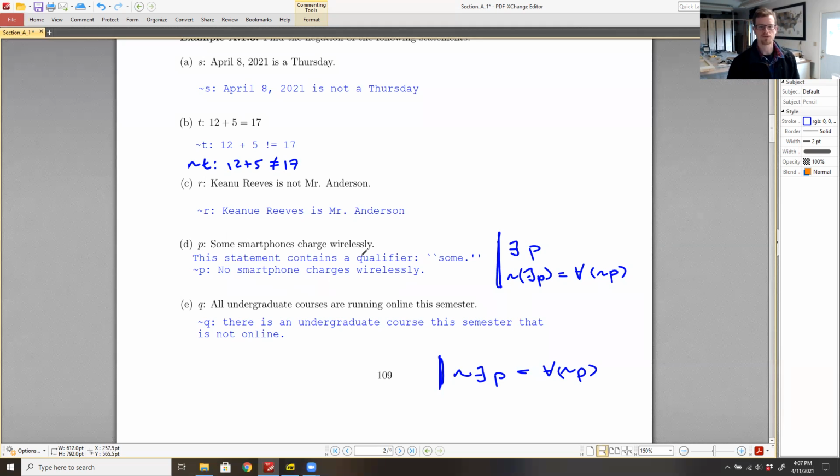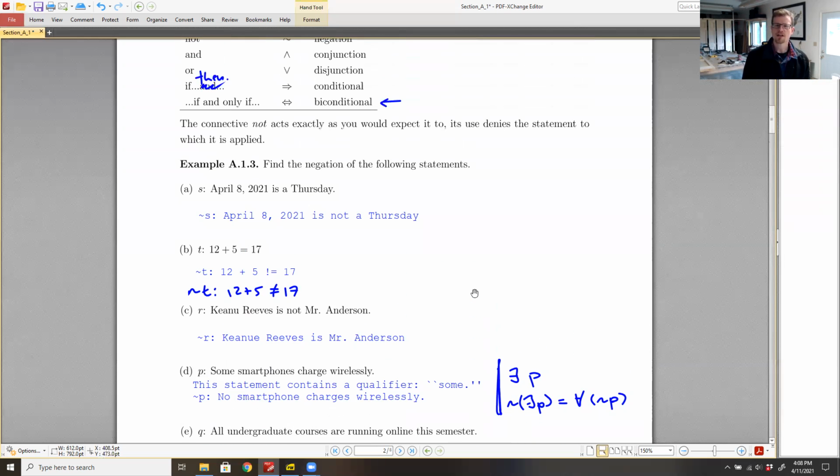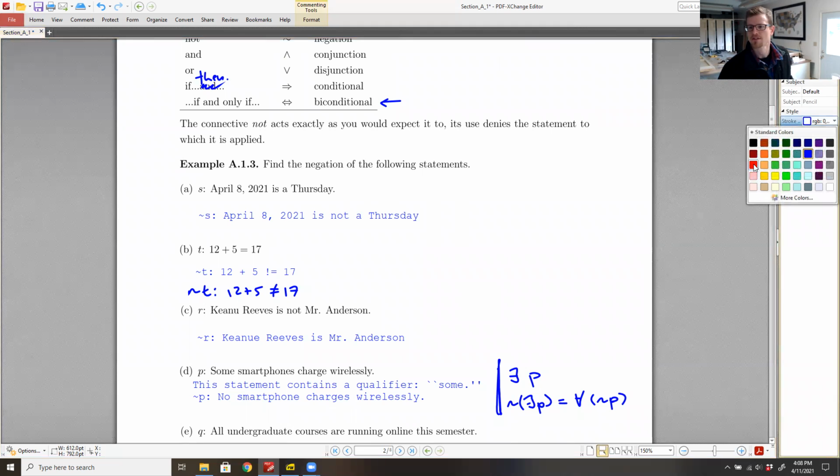So some smartphones charge wirelessly, all smartphones do not charge wirelessly. All undergraduate courses are running online. Some undergraduate courses are not running online. And that's the basic idea. So there's one more thing I want to add to our discussion here, and that's a little bit about truth tables. So let's take a look very briefly at truth tables.